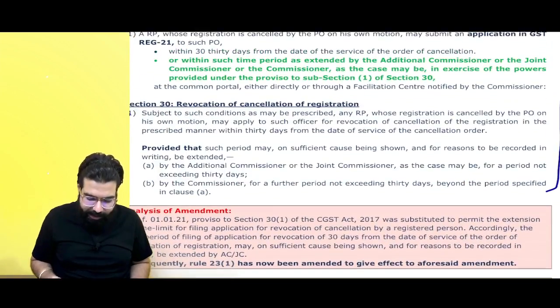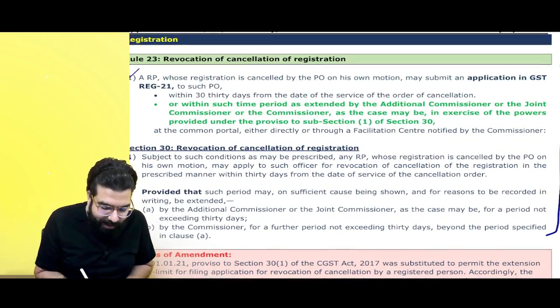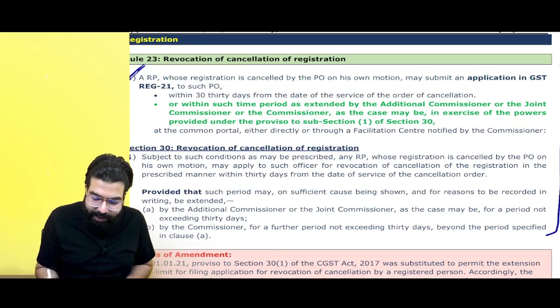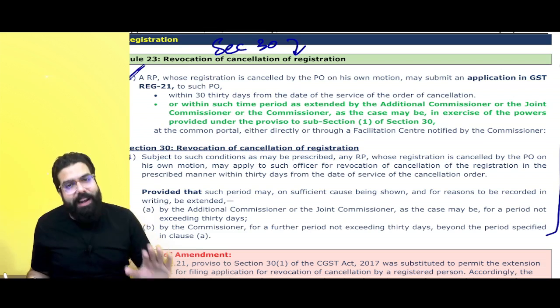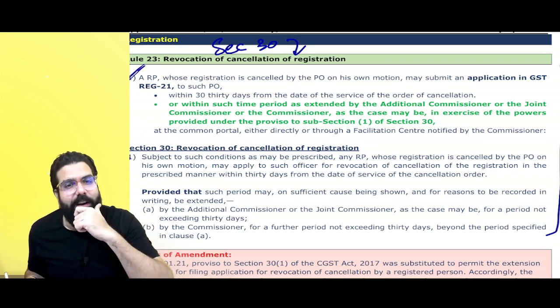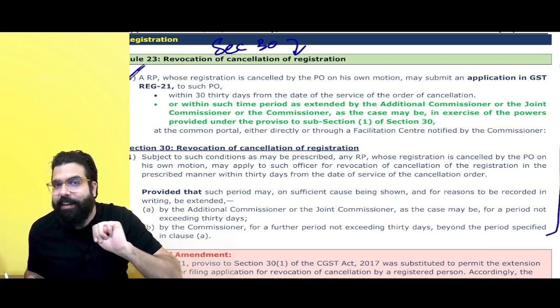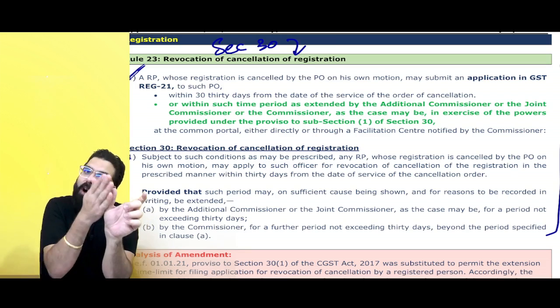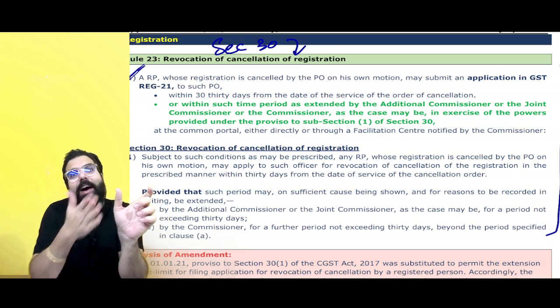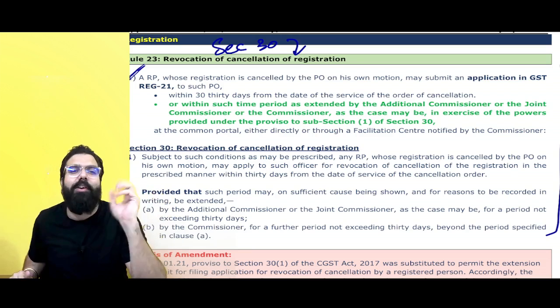Now they have incorporated this change and they are telling you how to apply. So section number 30 was always read with rule number 23, wherein they were telling that you have to apply for revocation of cancellation within how many days? 30 days. Now they have told you can apply within 30 days or the time period which has been allowed by the additional commissioner, joint commissioner or the commissioner.